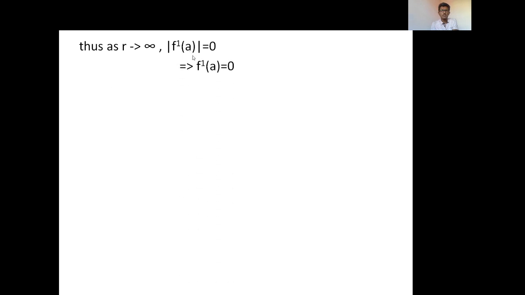So the modulus of f'(a) is equal to 0. If you apply the modulus, we get the same result. Therefore, |f'(a)| equals 0, which is nothing but f'(a) equals 0.